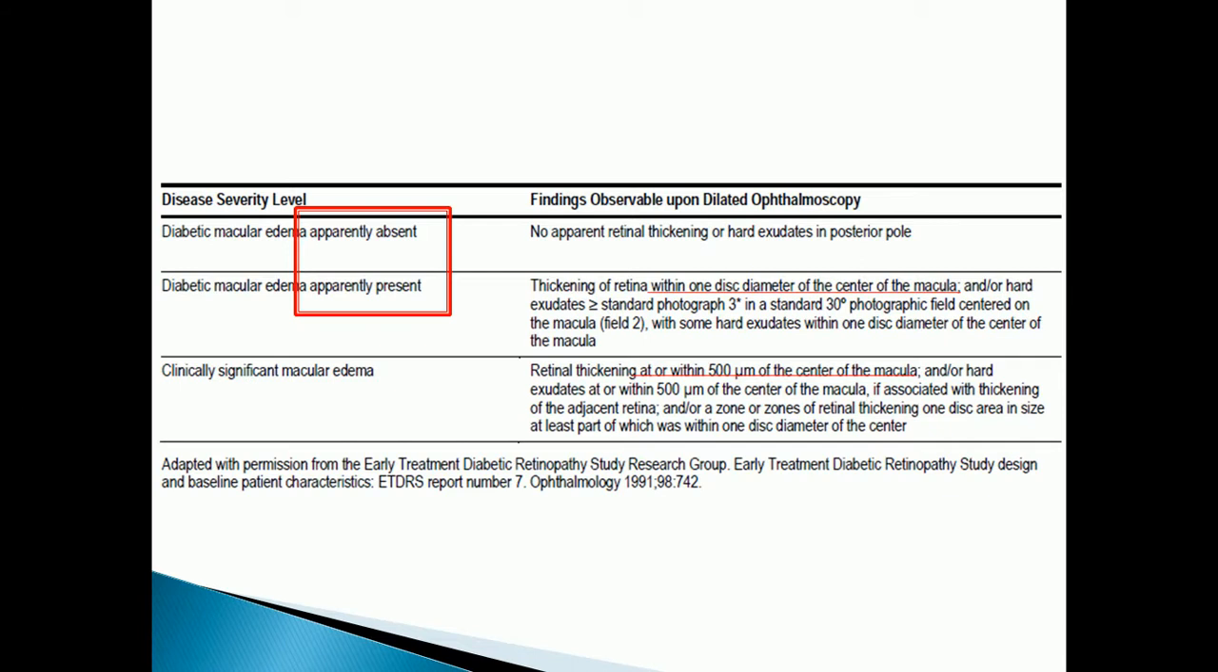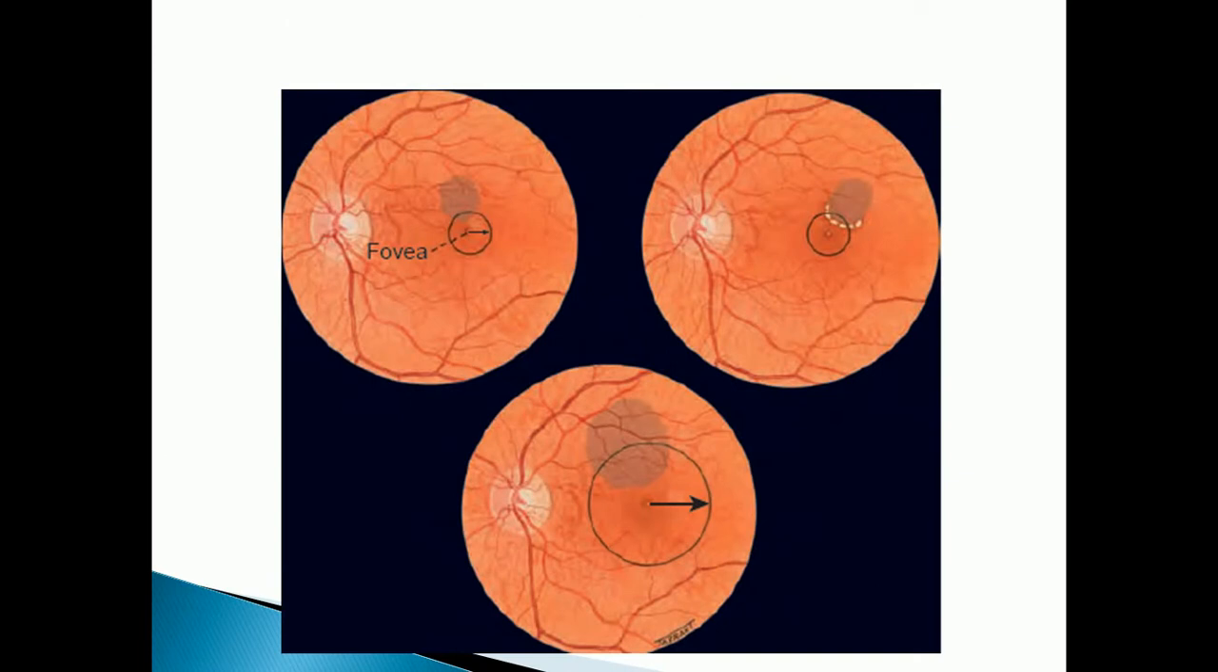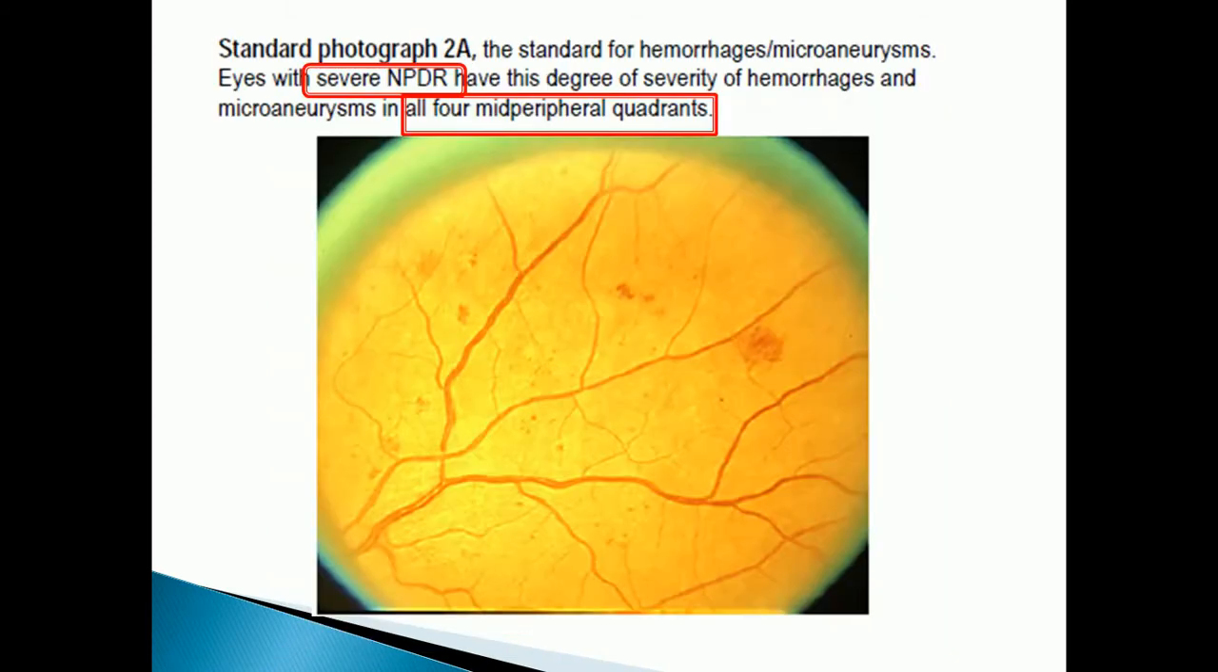Then they also defined the clinically significant macular edema as retinal thickening at or within 500 micrometers of the center of the macula, or hard exudates at or within 500 micrometers of the center of the macula if associated with thickening of the adjacent retina, or a zone or zones of retinal thickening, one disc area in size, at least part of which was within one disc diameter of the center. This shows the various definitions of the clinically significant macular edema.